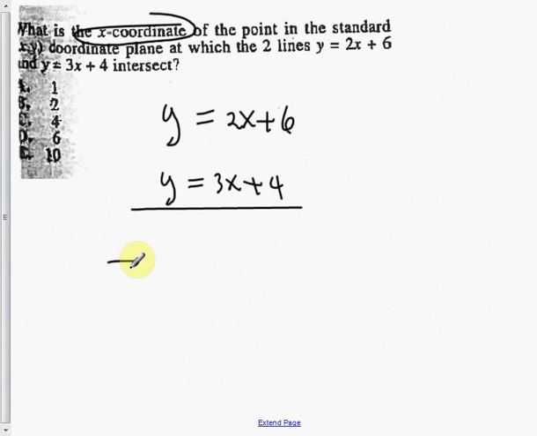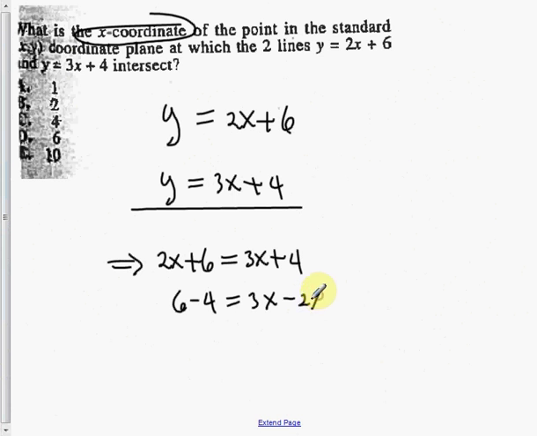So here, this implies that 2x plus 6 is equal to 3x plus 4. So I'm going to subtract 2x on both sides and then subtract 4 on both sides. So I get 6 minus 4 is equal to 3x minus 2x. So you get 2 is equal to x, and that's all they wanted, was the x coordinate.